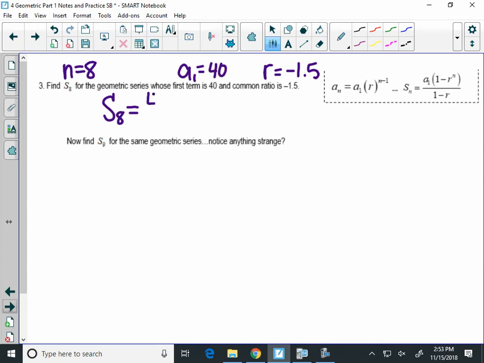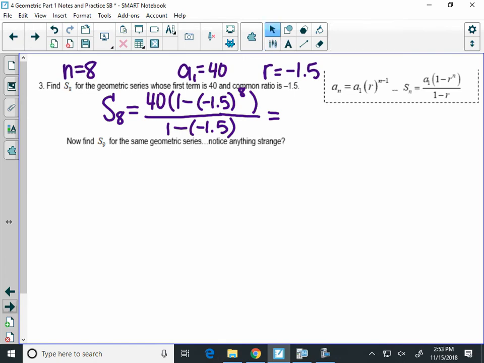All right, so I take the first term of 40. Now in my parentheses this time, I have to do 1 minus. Now I want you to be careful. Because my common ratio is negative, I'm going to put the negative 1.5 in parentheses and then raise it to the 8th power. Close your numerator parentheses. Then in the denominator, I have 1 minus negative 1.5. So make sure if your common ratio is negative that you put it in parentheses when you write it down so that when you type it into your calculator, you do so correctly.